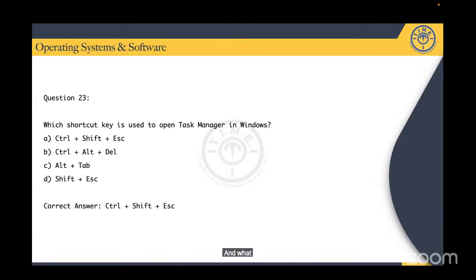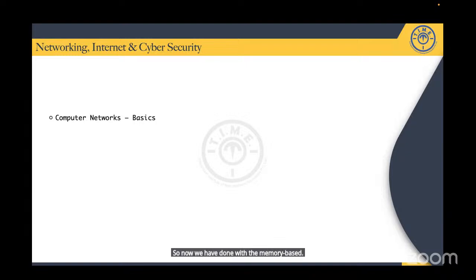And what about the other shortcuts? Control plus Alt plus Delete opens a security options screen, not directly Task Manager. Alt Tab switches between open applications. Shift plus Escape is not a valid Windows shortcut. So when Task Manager comes, it is Control Shift Escape. So now we are done with the memory based section. Now networking.